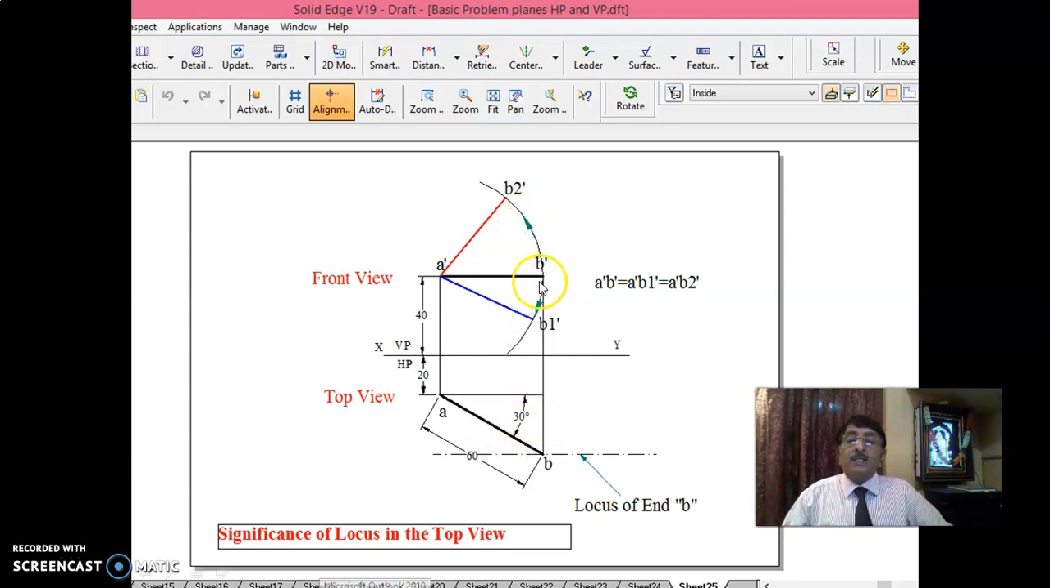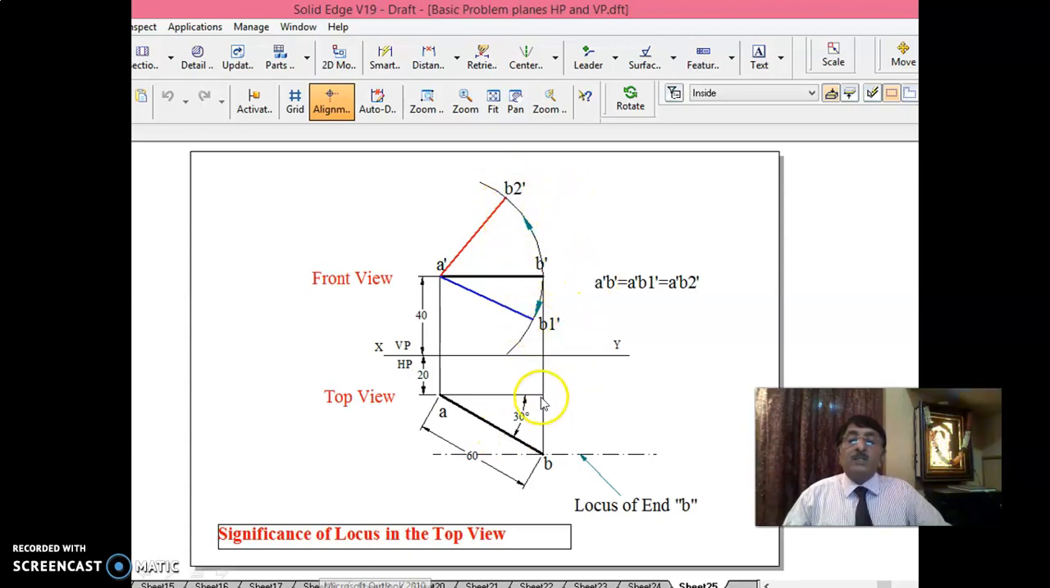That is why, as long as inclination to VP remains same, the length of the front view remains same. That is why A dash as center, A dash B dash as radius, I'll draw an arc this way or this way depending on what is given in the problem. In that way, you remember these two important points. As long as inclination to VP remains constant and whatever may be the inclination with respect to HP, the distance of end B in front of VP remains same. That means a random position B2 or B1, you come and hit against the locus only.